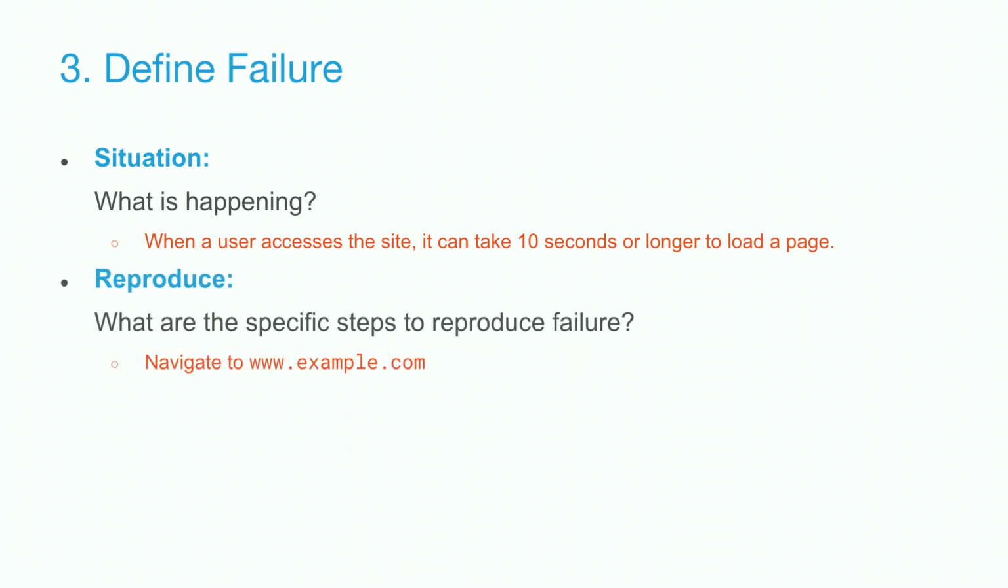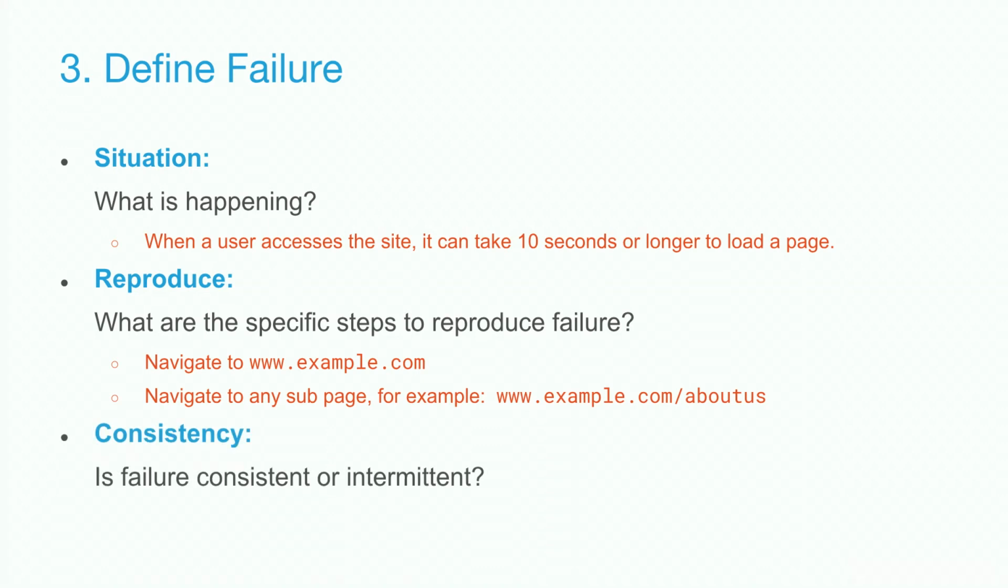We go to example.com, and then we navigate to pretty much anywhere is the report, but we'll use the About Us page just as an example. And is it consistent or intermittent? This issue is going to be more interesting because it's intermittent, doesn't happen every time. Sometimes I could go to the site and load it in maybe a second, then Matt loads it, gets the 10-second load time.